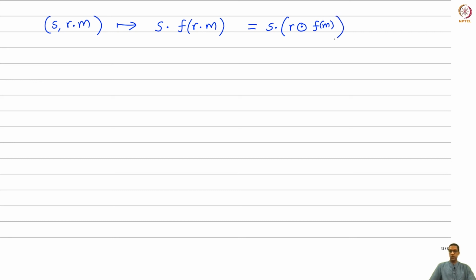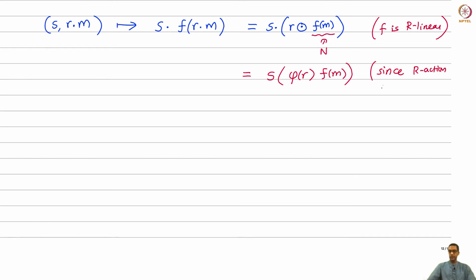But how is the R now acting? We've got to be very careful. This is so because F is R linear. But now Fm is an element of N, which is only an S module. So how does R act on it? Well, by restriction of scalars. What does that mean? To make R act on something, I first convert it to an element of S and then I act on it, since the R action on N is by restriction of scalars.